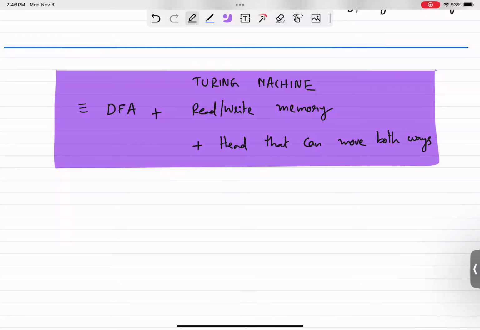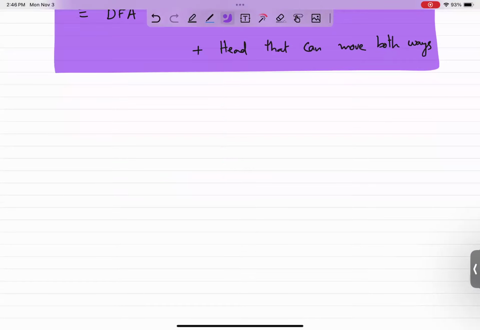Okay. That's it. That's what a Turing machine is going to be. And as we will see, surprisingly, these three ingredients are just as powerful as any other machine that you want. Like even my MacBook M1. In fact, it's not going to be much slower either, as we will see.